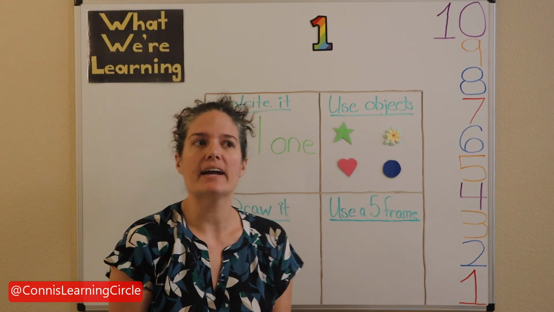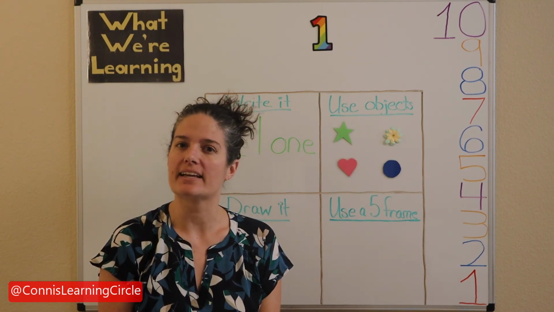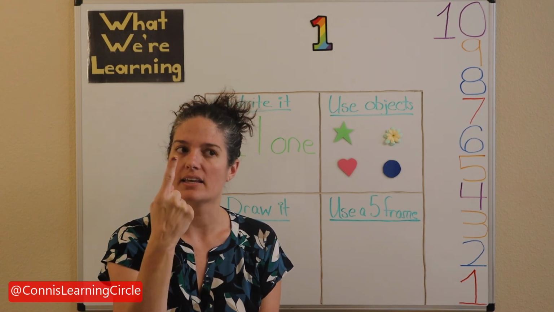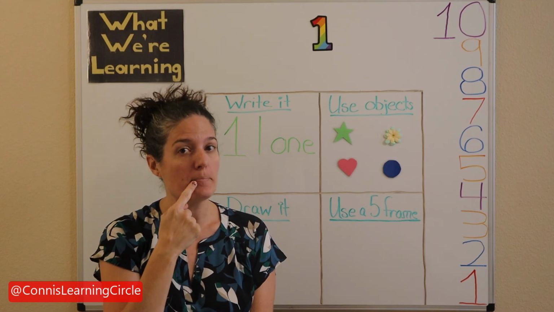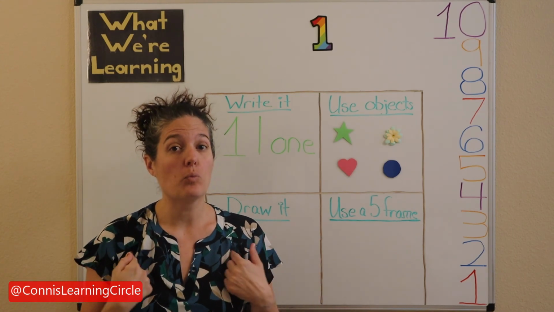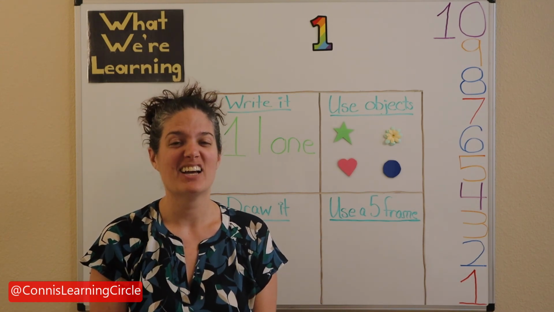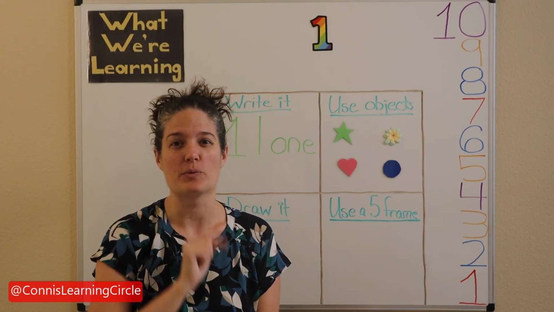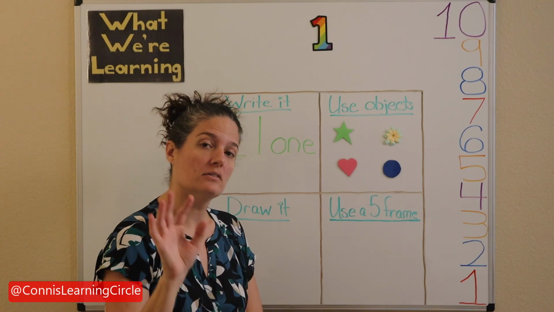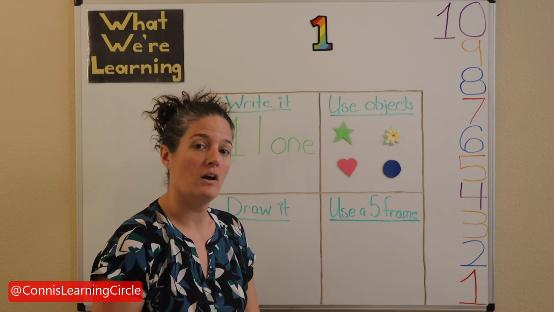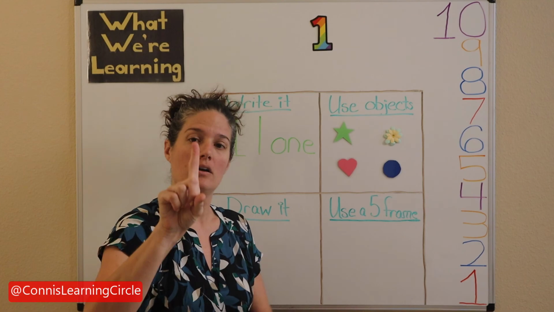And you can look around you and see other things that there's only 1 of. Like, I have 1 nose. I have 1 mouth. There's only 1 of me. And guess what? There's only 1 of you. And we can also use our fingers to show our number 1. 1.